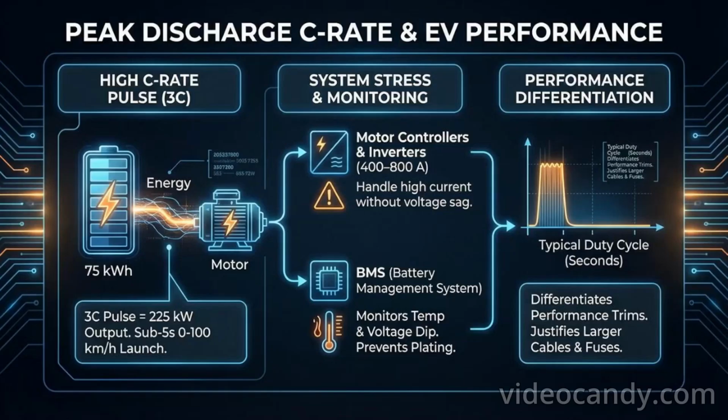Peak discharge C rate translates directly to wheel power. A 3C pulse from a 75 kilowatt-hour pack releases 225 kilowatts, enabling sub-5 second 0 to 100 km per hour launches. Motor controllers and inverters must handle the resultant 400 to 800 amps without voltage sag, while the BMS monitors cell temperature and voltage dip to prevent plating.